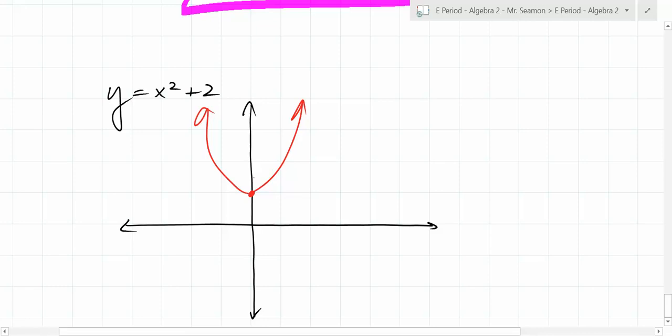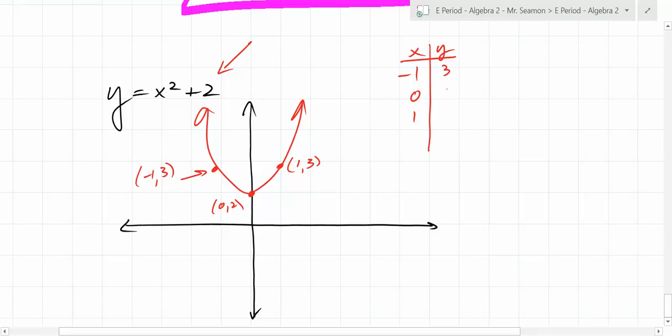So if we were to plot some points, this point is 0, 2. If I plug in 1, what do I get? 1, 3. And if I plug in negative 1, what do I get? Negative 1, 3. Are we okay with those points? Could we write those points in a table if we wanted to? So it was negative 1, 0, and 1. And what were those points? 3, 2, and 3.